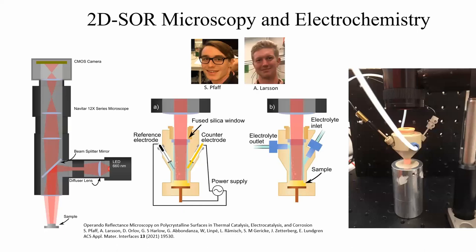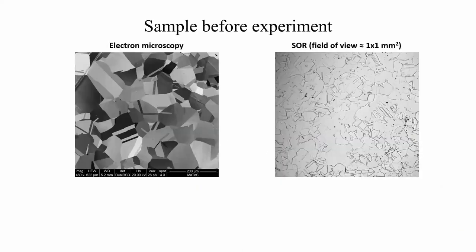So we developed this method, which is called two-dimensional surface optical microscopy for electrochemistry. It's basically a microscope. There's light here, there's a beam splitter. The light goes down on the surface and is detected by a camera here. And then you look at the change in the reflectance. We can do that in the electrolyte also because we put a window here on top, so we can shine light on our surface.